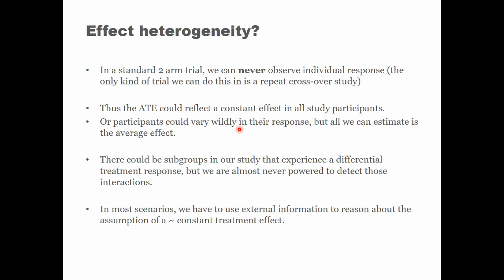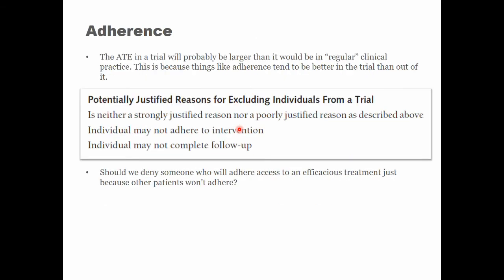Now, when we look across trials, we often see trials done in subgroups, particularly in meta-analysis, and you see, generally the effects are pretty constant across subgroups. There's pretty good indication, certainly in biomedical research, that this isn't as much of a concern as some people make it out to be. But the threat is there. The problem is we just don't ever have the evidence really to evaluate it. So in most scenarios, we have to use some kind of external information to reason about the assumption of a constant treatment effect.